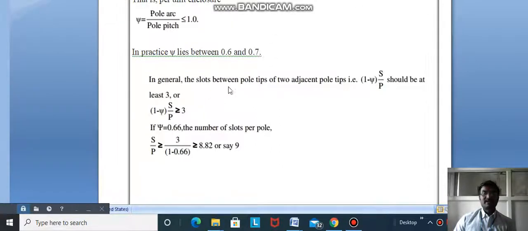In general, the number of slots between two adjacent pole tips, that is (1 − λ)S/P, should be at least 3, or (1 − λ)S/P is greater than or equal to 3. If λ is not given, we should consider 0.66 as the default value of λ. Then the number of slots per pole, S/P, is greater than or equal to 3/(1 − 0.66), that is, greater than or equal to 8.82, or say 9.